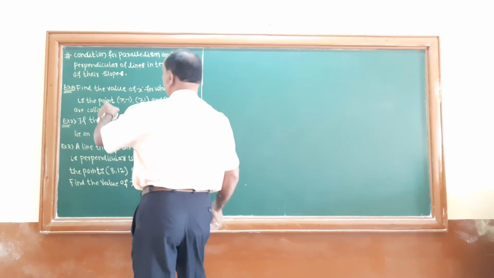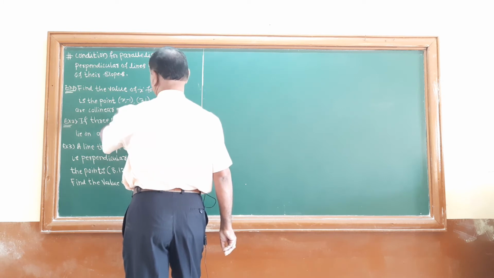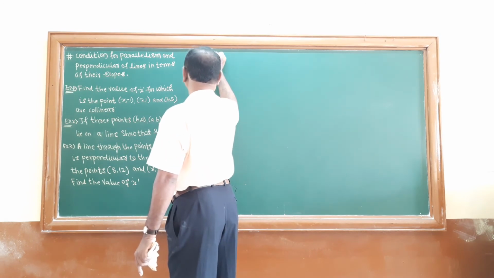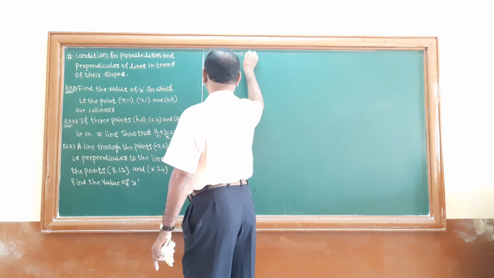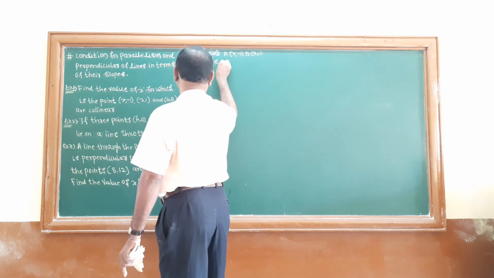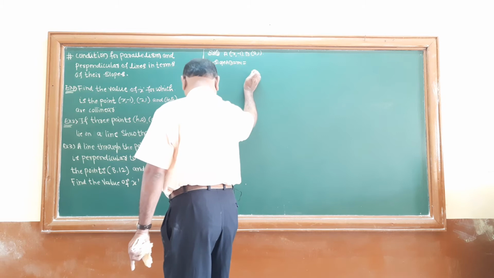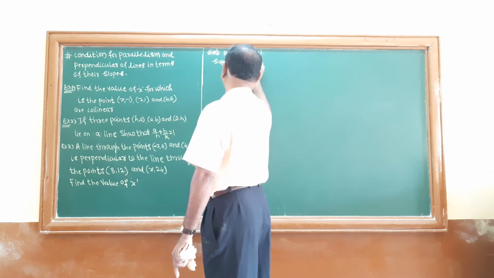Find the value of x for which the points x minus 1, 2, 1 and 4, 5 are collinear. Collinear means, first, the solution for the first example. Point A is x, minus 1. Similarly, point B is 2, 1. Therefore, write the slope of AB. This is nothing but m1. For m1, by using the formula, write the formula once: y2 minus y1 divided by x2 minus x1.